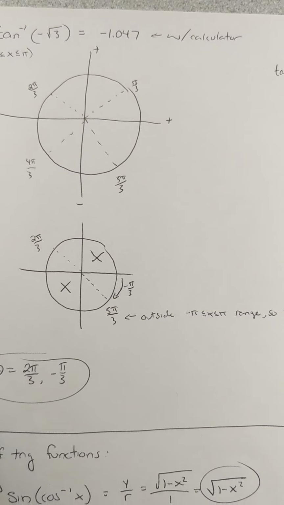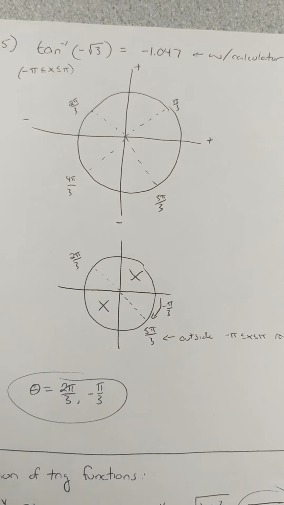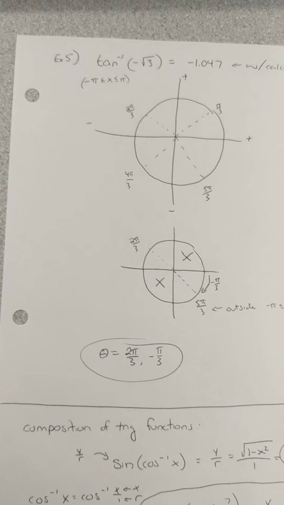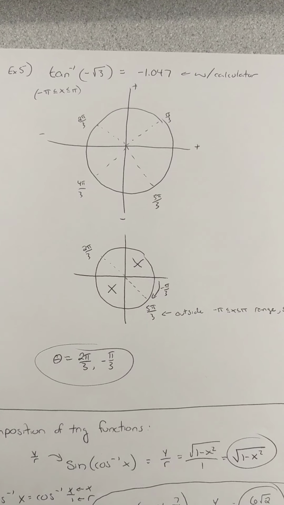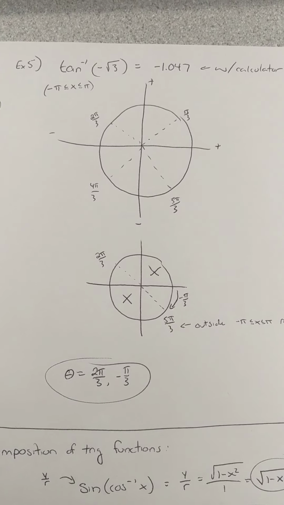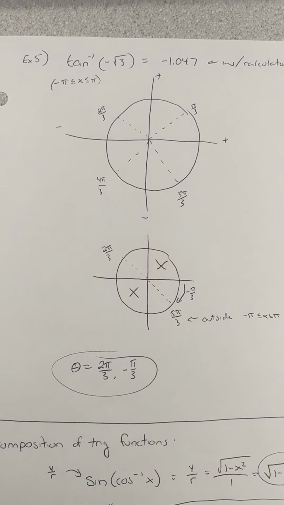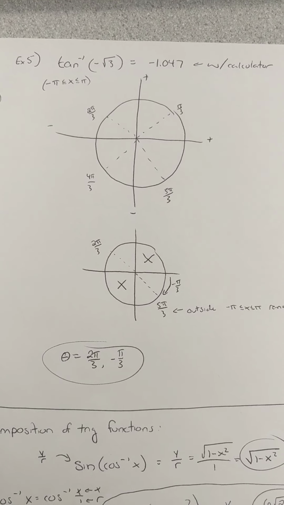However, it's outside of that interval range, so I'm going to subtract to get into the negatives, and I get negative pi over 3. And again, I knew it was pi over 3 because the ratio of tangent is y over x. And the y value being root 3 and the x value being 1, it would have to be square root of 3, 1, 2 as the perfect right triangle.